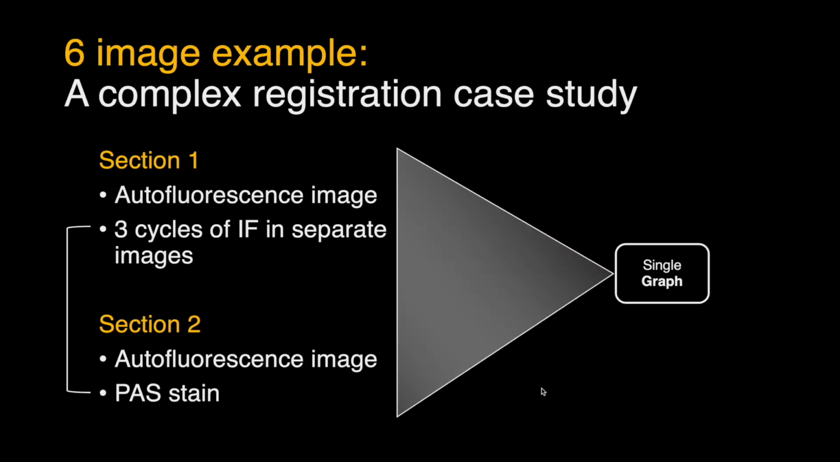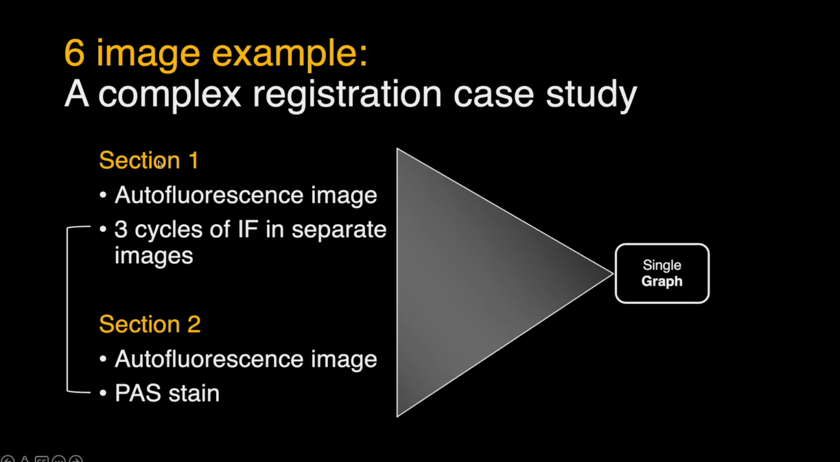Now a complex example that involves 6 images, and so this will be a case study for how we have these 6 images across 2 serial sections, and we register them all into a single graph, into a single coordinate space so that we can overlay and visualize them all together.